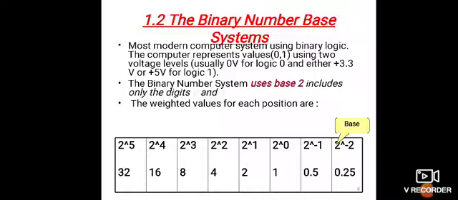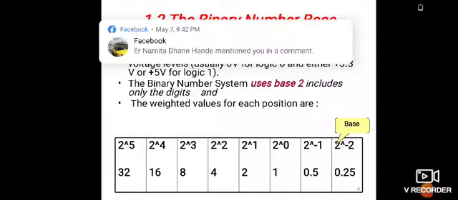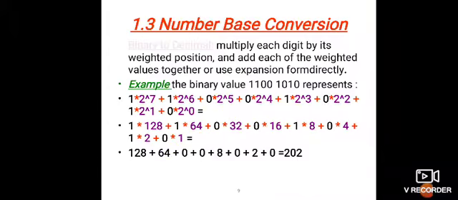For the integer part, the weighted values will be calculated by multiplying 2 to the power 0, 2 to the power 1, 2 to the power 2 with the particular digit as per the position. Then the weights are 1, 2, 4, 8, 16, 32, and so on. And in case of the fractional part, it will be 0.5, 0.25, and so on. Number base conversion: binary to decimal number conversion can be done by multiplying each digit by its weighted position and adding each of the weighted values together, or by using the expansion form directly.